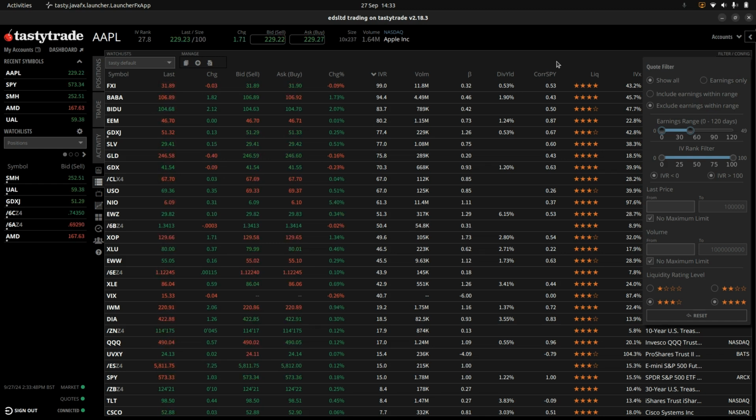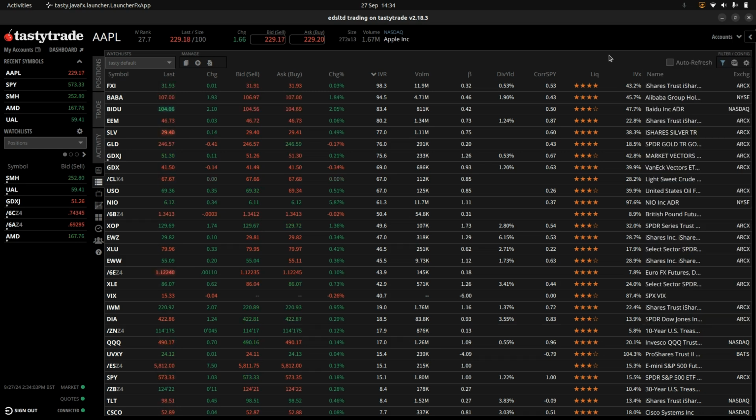So we want to stay away from earnings, and we also want to stay away from low liquidity level underlyings. So as you can see here, we've unticked the lower liquidity level stuff, and we're only going to be seeing the 3 and 4 out of 4 star liquidity underlyings. So what we've got here is a list of things that we can trade, high liquidity, doesn't have earnings, and now all that's left to do is order everything from high IVR to low IVR.